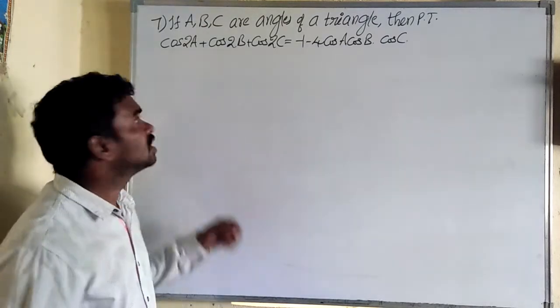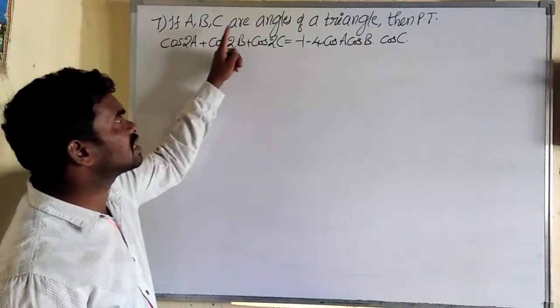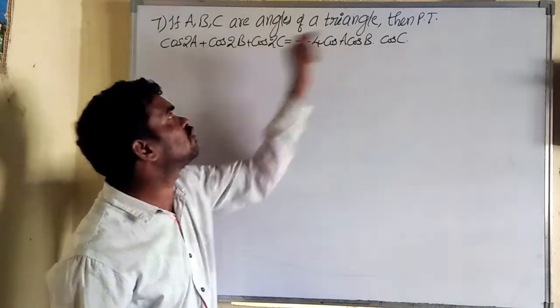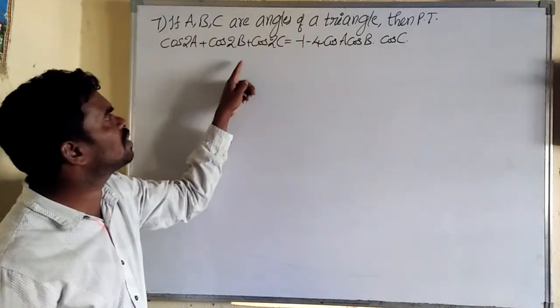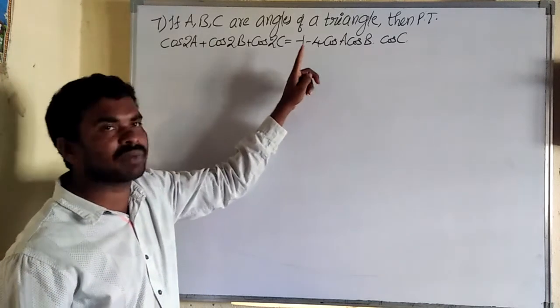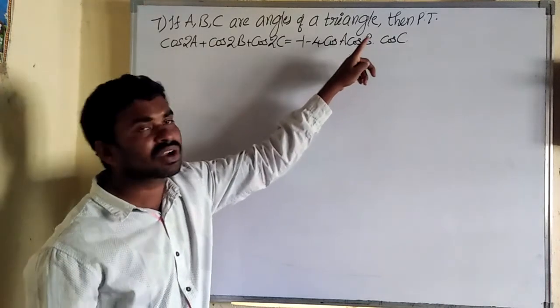Coming to the point. Seventh question. If A, B, C are angles of a triangle, then prove that cos 2A plus cos 2B plus cos 2C is equal to -1 minus 4 cos A cos B cos C.